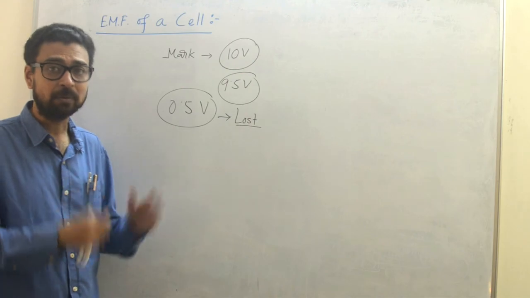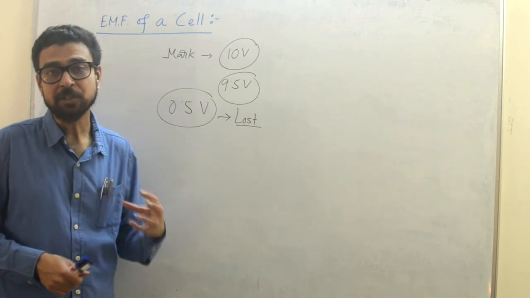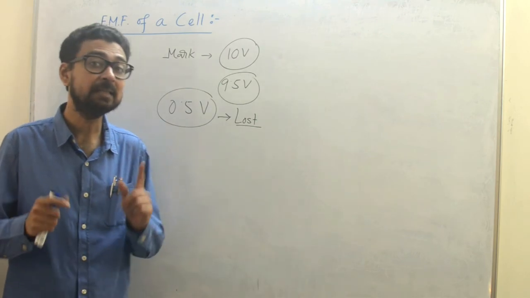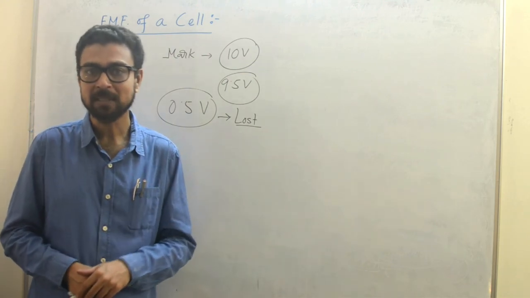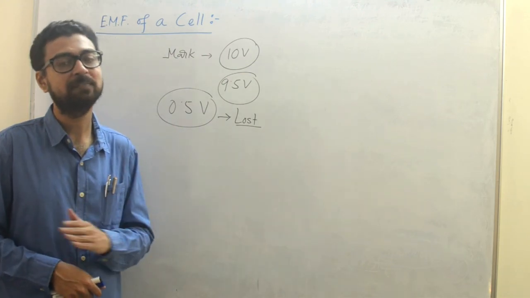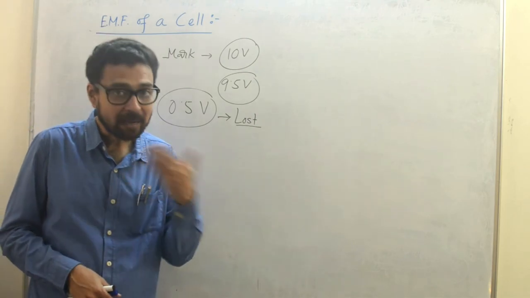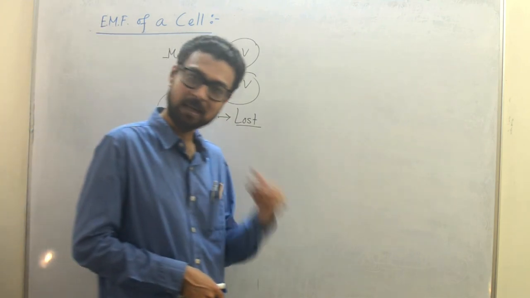So this 10 volt is the EMF. That means it is the amount of potential a cell is capable of transferring to an electrical circuit when it is not connected to the circuit. That means when we are not actually fetching current from that particular cell, the potential that it can provide to the circuit is called the electromotive force, or EMF.